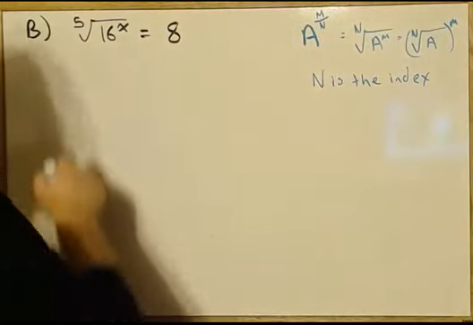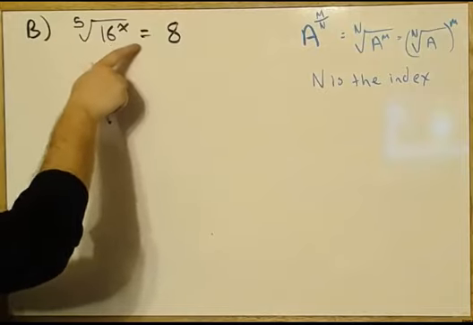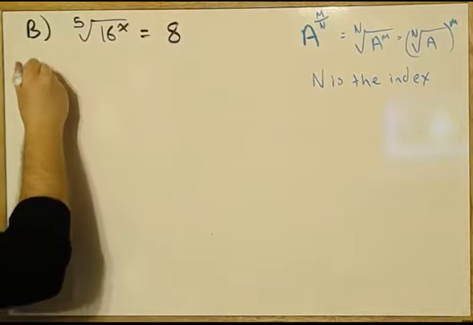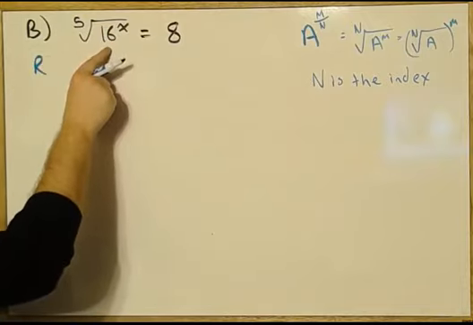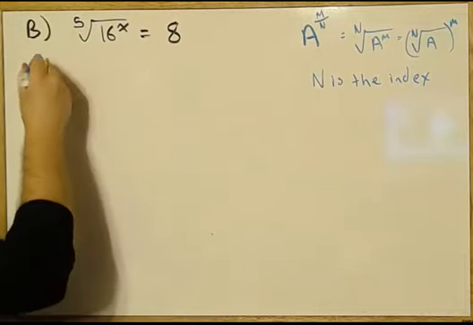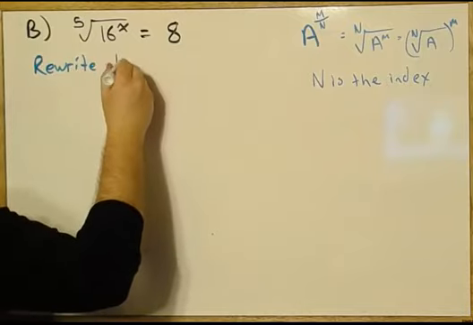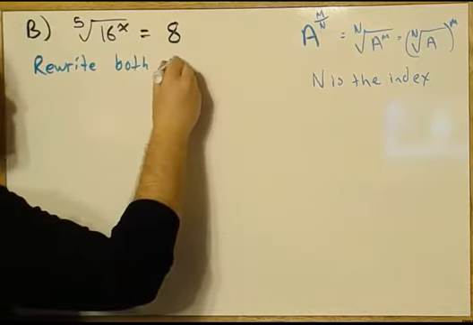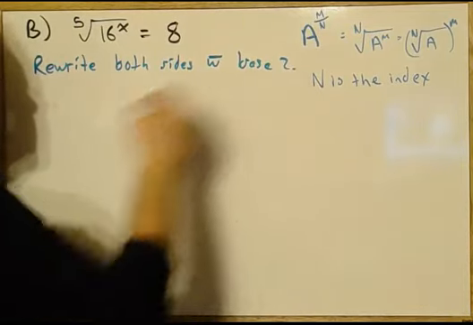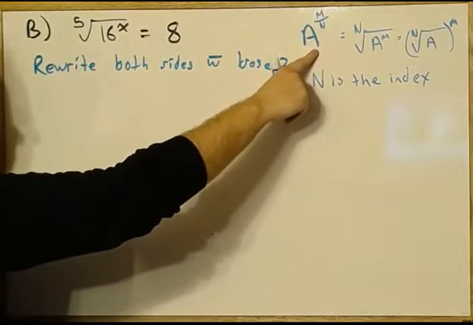Okay, so we have the fifth root of 16 to the power of x is equal to 8. So we're going to rewrite both with a base 2 because 16 is the same thing as 2 to the power of 4. 8 is the same thing as 2 to the power of 3. So we will rewrite both sides with base 2.